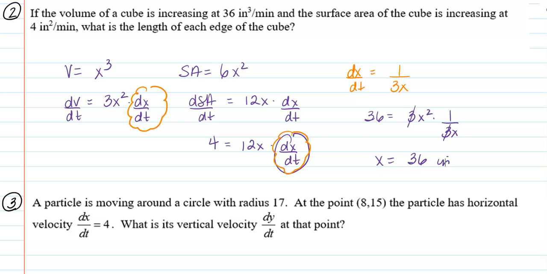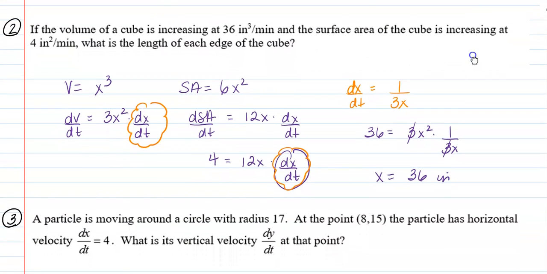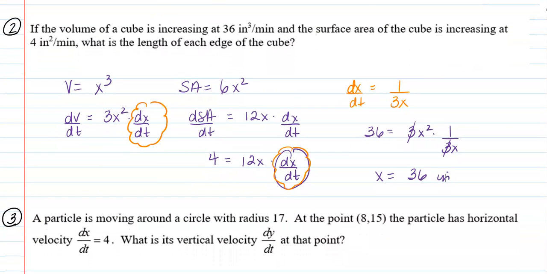So there are 2 questions that sound sort of similar, like both of them had the volume changing by 36 inches cubed per minute. But one of the questions was giving you how the edge of the cube was increasing, and in number 2, we were giving you the surface area increasing. So the questions are approached a little bit differently. And number 2 just requires a substitution.